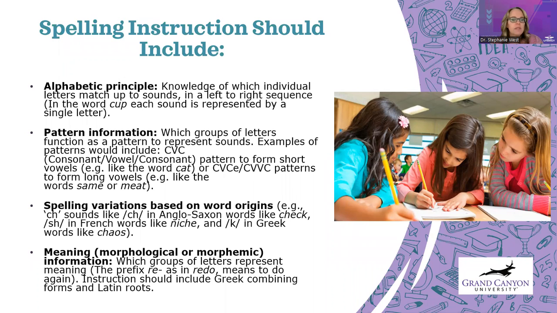Then there are spelling variations based on word origins, and there are a lot of those weird things that we've added to the English language that may not sound right. So let them know where those come from, know the origins and the variations, and then the meaning. They need to know what those mean, that letters represent meaning. And once they understand the why behind spelling, that they're learning new words so they can read more fluently, kids really start to grasp that.